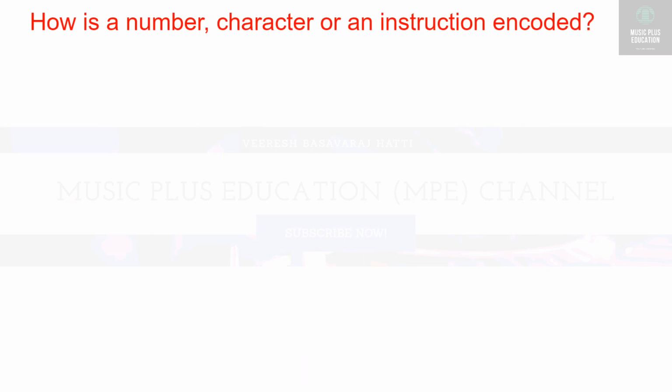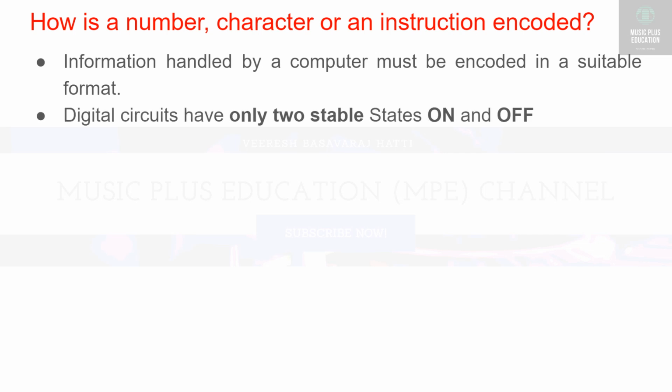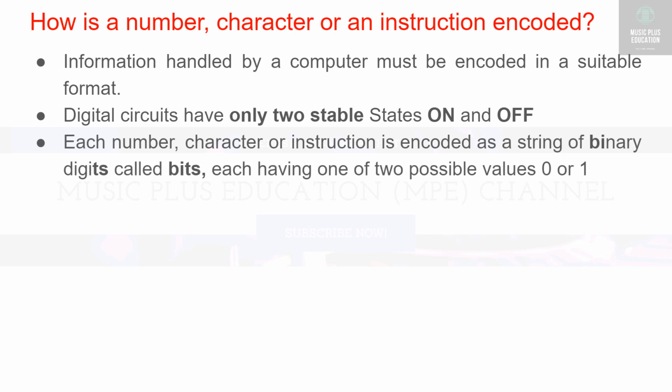How is a number, character, or an instruction encoded? Information handled by a computer must be encoded in a suitable format. Digital circuits have only two stable states, on and off. Each number, character, or instruction is encoded as a string of binary digits called bits, each having one of two possible values, 0 or 1. Numbers are represented in binary notation.